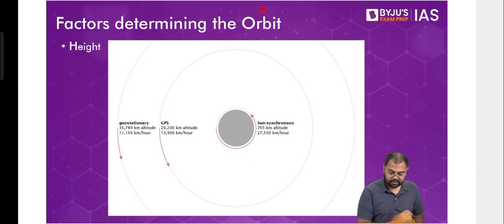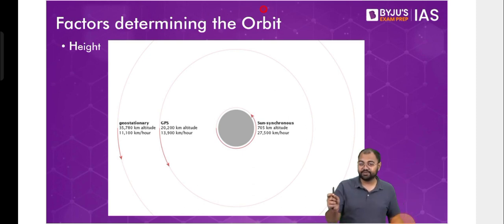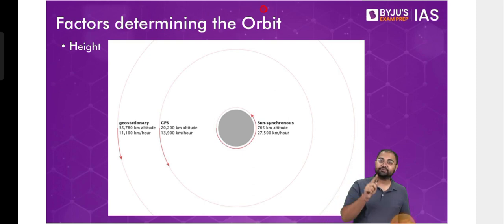All right. So coming to the factors that determine the orbit. What we know is that there are three basic types of orbits: the low Earth orbit, the medium Earth orbit, and the high Earth orbit. Low Earth orbit is up to 2,000 kilometers, medium Earth orbit is after 2,000 kilometers up to 35,786 kilometers, and then the high Earth orbit is at or above 35,786 kilometers.